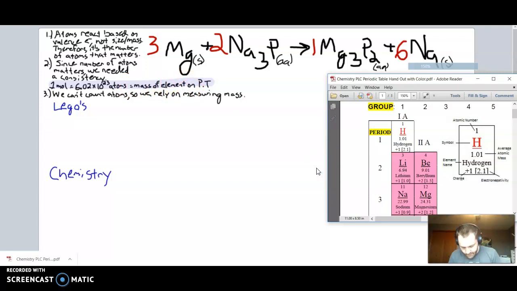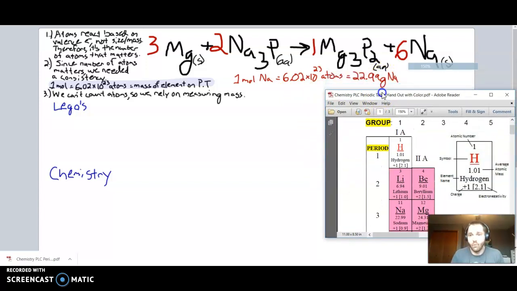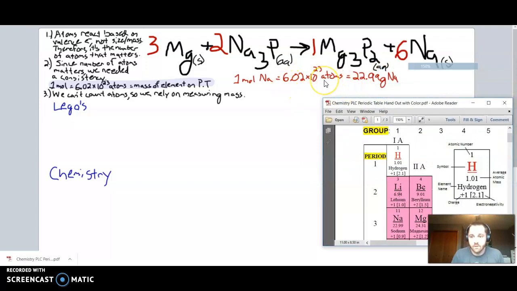If we were to jump into an example, let's look at sodium, because we'll be using that in this problem. We can say that 1 mole of sodium is equal to 6.02 times 10 to the 23rd atoms of sodium, which is literally the same thing as 22.99 grams of sodium. Again, keep in mind that scientists use this because if we were able to get down and literally count atoms, we would just do that. We probably wouldn't use mass. Unfortunately, we can't, so we have to use this conversion of mass.